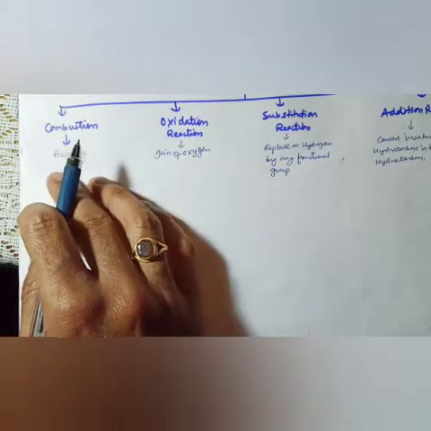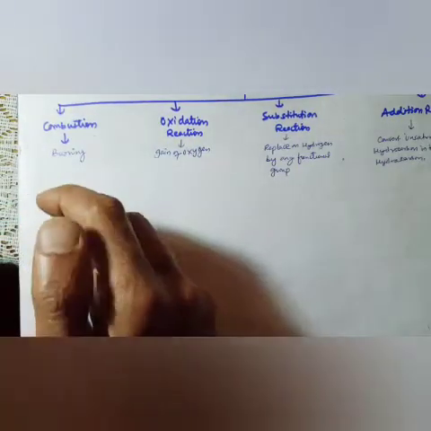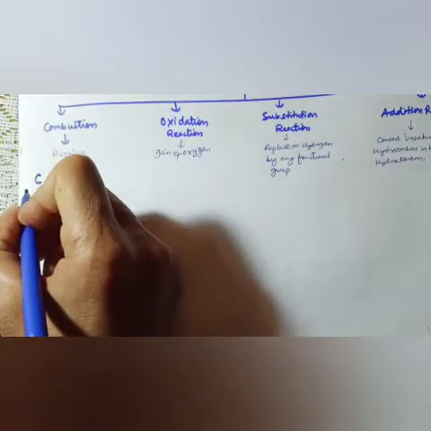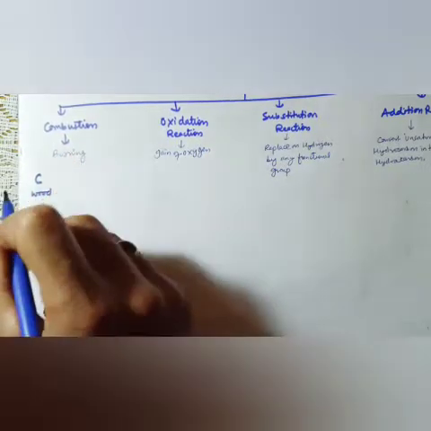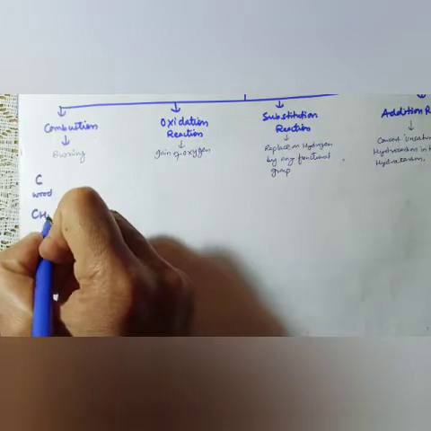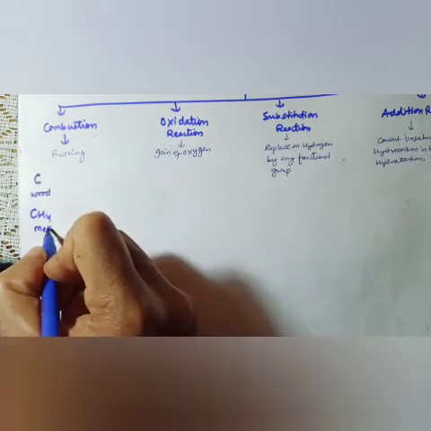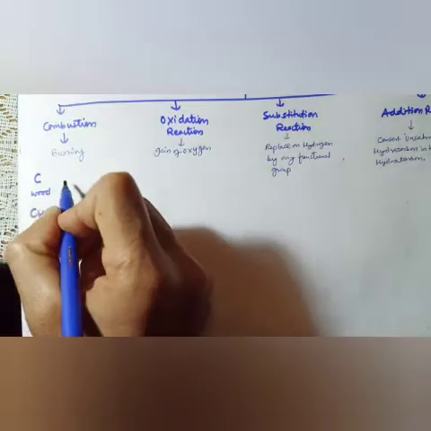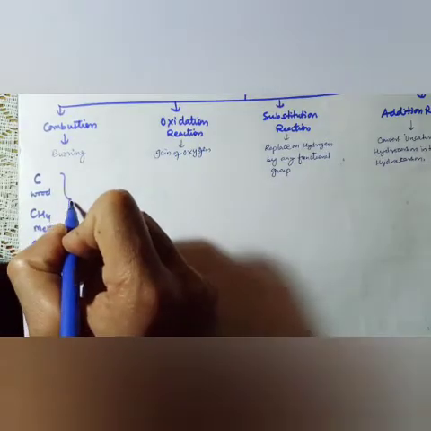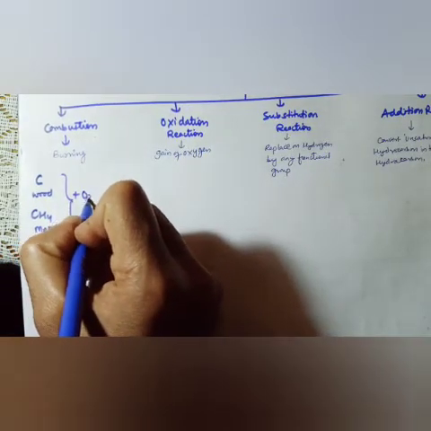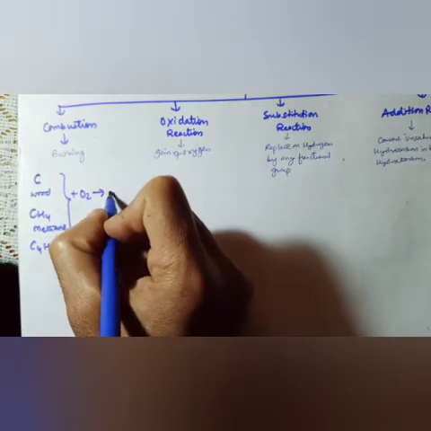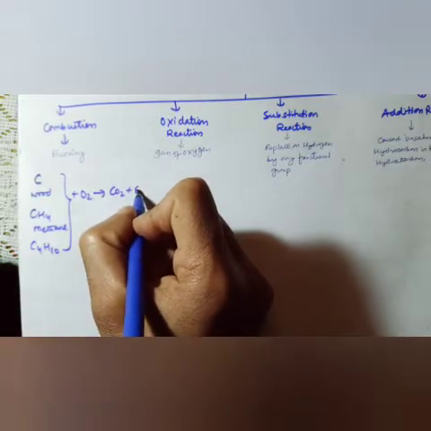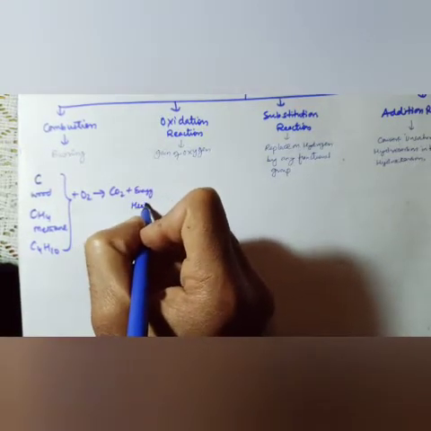So if we talk about carbon, all the allotropic forms of carbon, when burned in oxygen, like if I take the example of wood, coal, or if we take the example of methane, that is a hydrocarbon, or if I take the example of butane, that is also a hydrocarbon. When we burn all these types of carbon, it will always burn in the presence of oxygen. So what we get is CO2 plus energy in the form of heat.